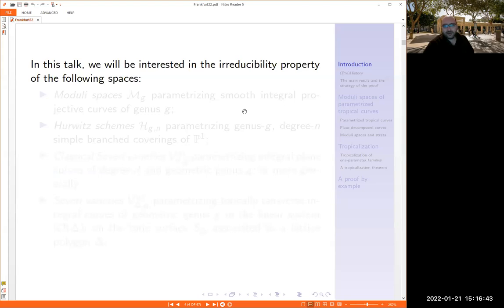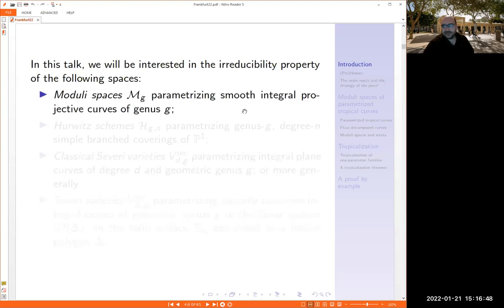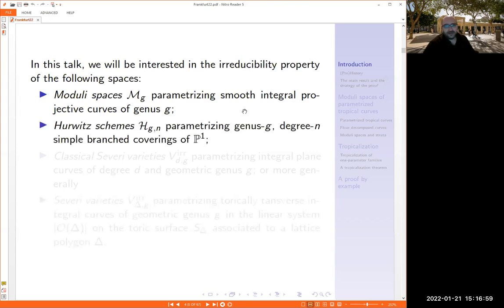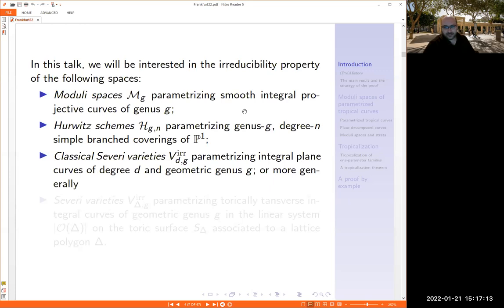We'll start with the introduction. In this talk, we will be interested in the irreducibility property of the following spaces. The first space is just the classical moduli space of genus g smooth integral projective curves, M_g, the most famous one. The second space is the Hurwitz scheme, H_{g,n}, that parameterizes genus g degree n simple branch coverings of P^1. And the third space is the classical Severi variety, V_{d,g}.